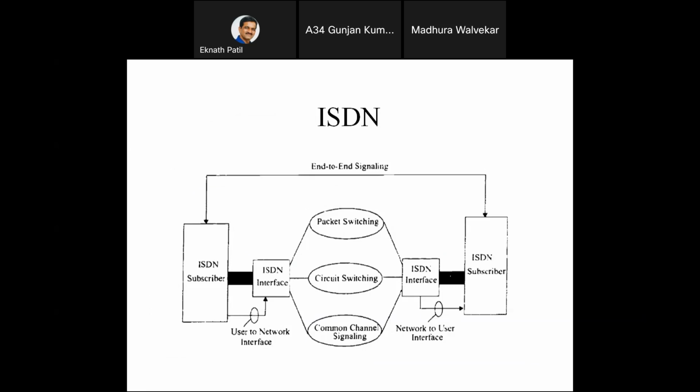So packet switching is there, circuit switching is there, and common channel signaling is there, in between ISDN to ISDN information. It is network to user information, and end-to-end signaling is there.